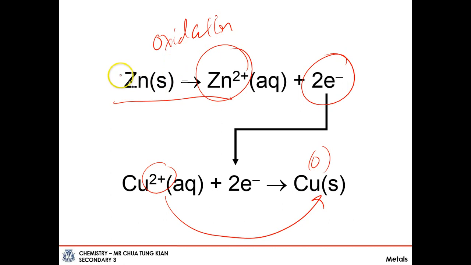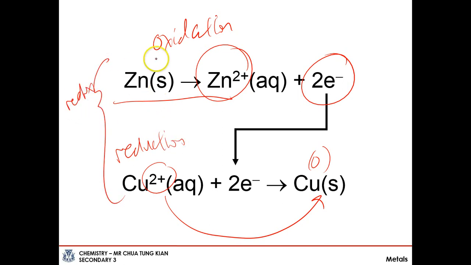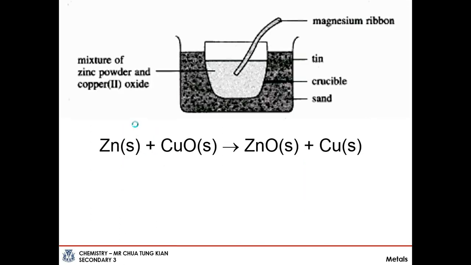So the electrons are transferred from zinc to copper 2 plus. So this is a reduction reaction. So together, this is a redox reaction. An oxidation has taken place and a reduction has taken place. So this is another example of a simple displacement reaction involving solid substances.